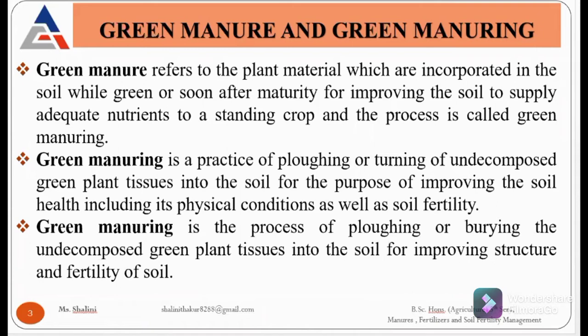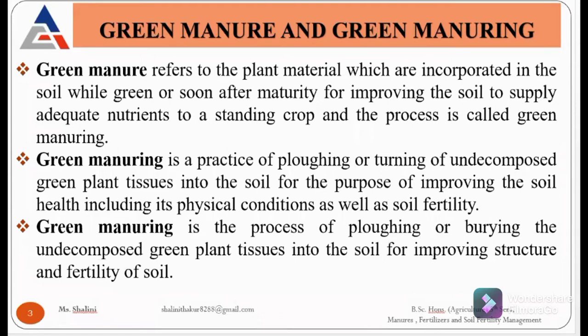And another definition of green manuring is that it is the process of plowing or burying the undecomposed green plant tissues into the soil for improving the soil structure and soil fertility. So this is the definition of green manure and green manuring. Then after that, the characteristics of green manuring. What are the characteristics of green manuring?